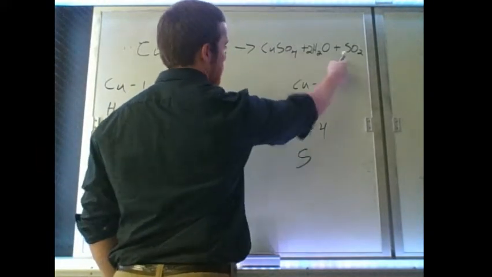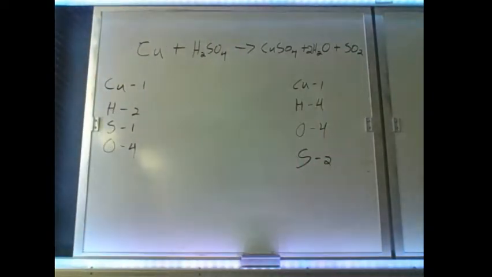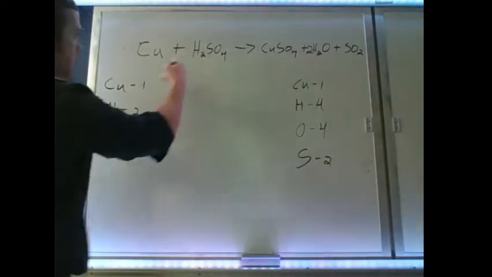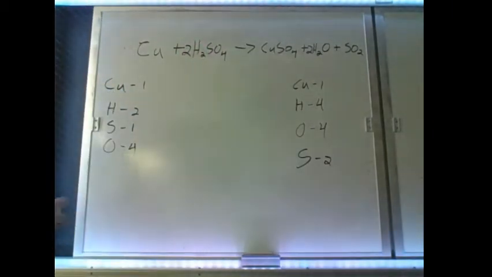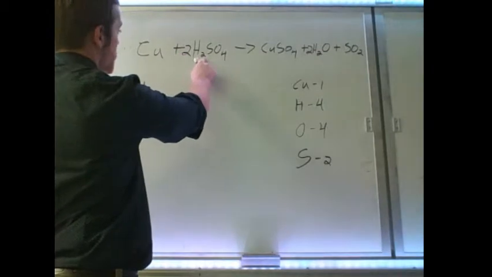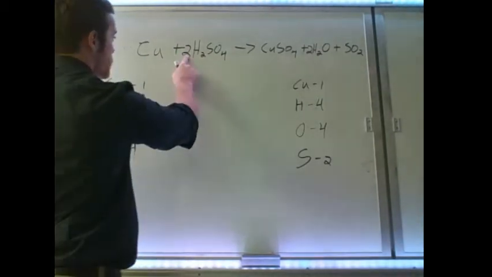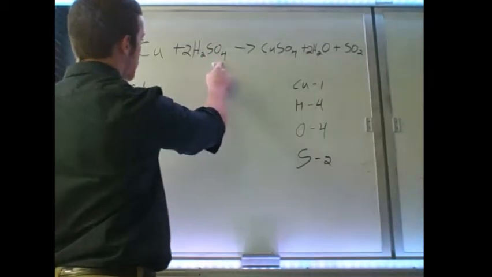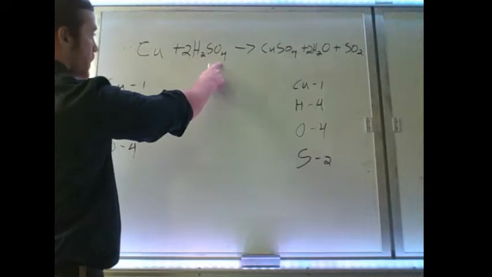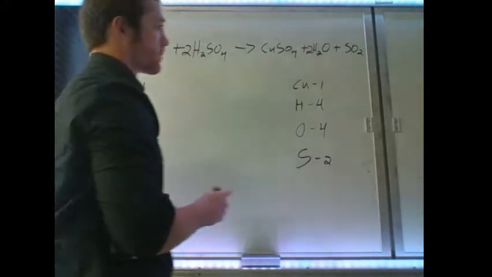And sulfurs, I actually have 2 sulfurs there, and we know that those 2 are possibly going to cancel out. So with my hydrogens, I need to get more hydrogens on the reactant side. By doubling this, now let's check our answer. I have 2 and 2, which is now going to give me 4 hydrogens. 2 and 1, which is going to give me 2 sulfurs. And 2 and 4, which in this case is going to give me 8 oxygens.